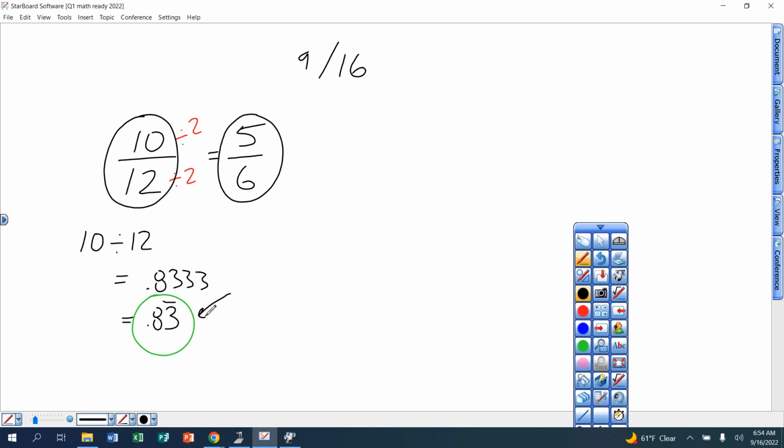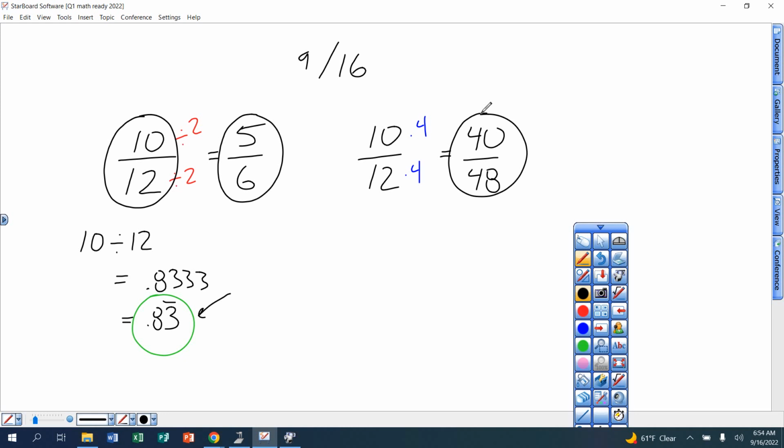For that one, you also need to know that with 10/12, you could do things like times by any number you want. As long as it's the same top and bottom, we'll keep that ratio what we call equivalent. That's 40/48, which again, if you divided those two, I guarantee you would get that same value of 0.83.